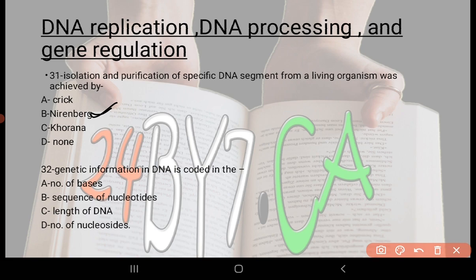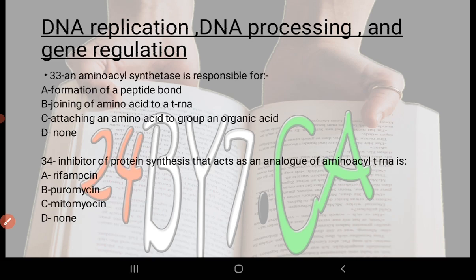Next question. Genetic information in DNA is coded in the: A, number of bases, B, sequence of nucleotides, C, length of DNA, or D, number of nucleosides. So the right answer is option B, sequence of nucleotides. Genetic information in DNA is coded in the sequence of nucleotides. Next question.